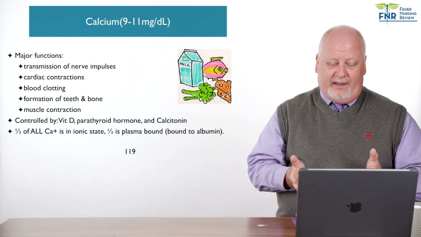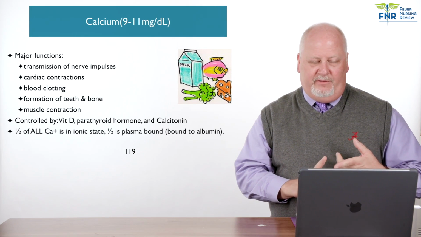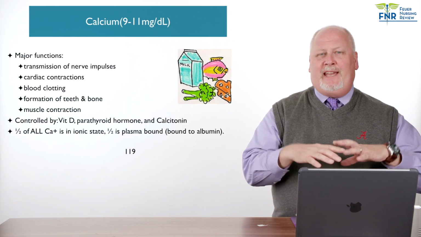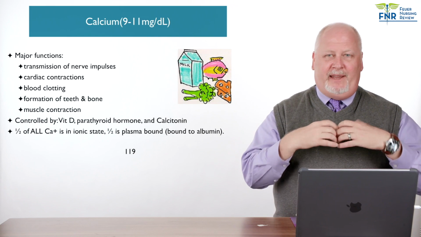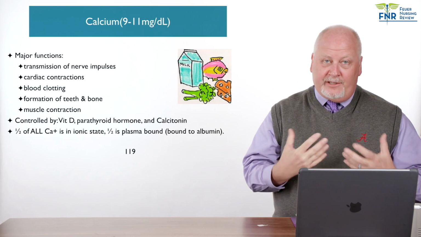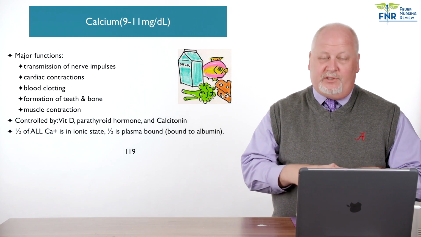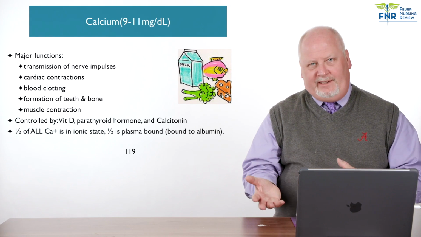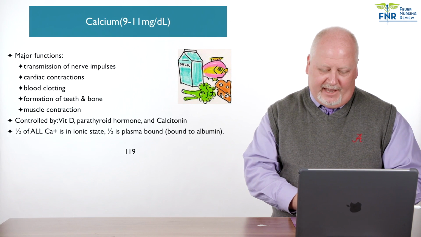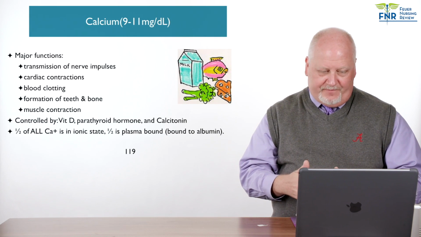So it's controlled by vitamin D, parathyroid hormone, and calcitonin. So what these do, vitamin D helps the body absorb calcium. So it takes the calcium that's in the body and makes it available. The parathyroid hormone also helps with the absorption of calcium, just like vitamin D does, but it also stops the kidneys from excreting calcium, so it helps you retain the amount of calcium that's in the blood. And then calcitonin decreases blood calcium levels.